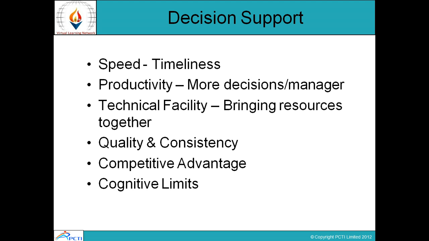Another is technical facility. For supporting any sort of decision at any level, technical tools facilitate decision making, because they are responsible for bringing the resources together, right? Another is quality and consistency. When we talk about decision support, whatever decision we are going to take should have quality, and consistency or uniformity of the data of the decision. If decisions are of quality and consistency is there, then this can provide you the competitive advantage also. But there must be some cognitive limits also, right?